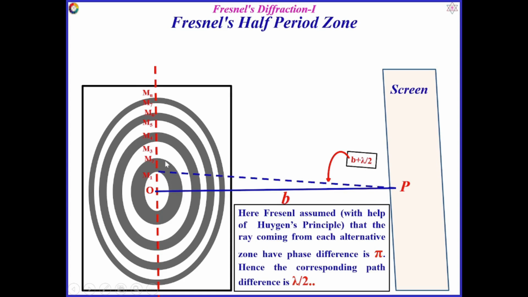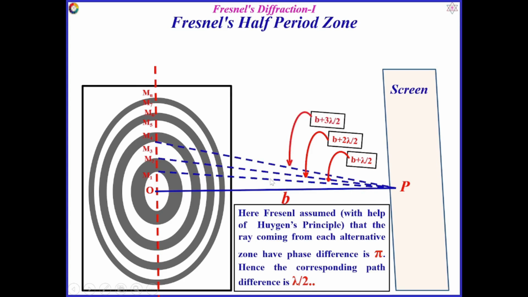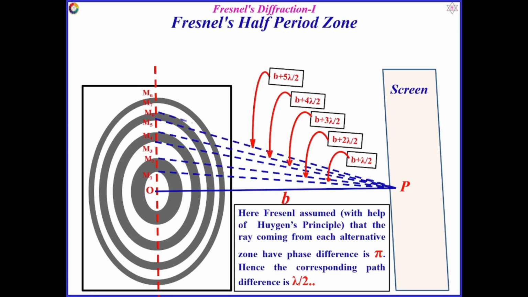Then for the third half period zone, it will be b plus 2 lambda by 2. Two consecutive rays differ by lambda by 2. So if I compare this third ray to OP, obviously it will be 2 lambda by 2. For the fourth half period zone, it will be b plus 3 lambda by 2. Then for fifth, b plus 4 lambda by 2. For the sixth one it will be b plus 5 lambda by 2, and for the seventh one it will be b plus 6 lambda by 2.